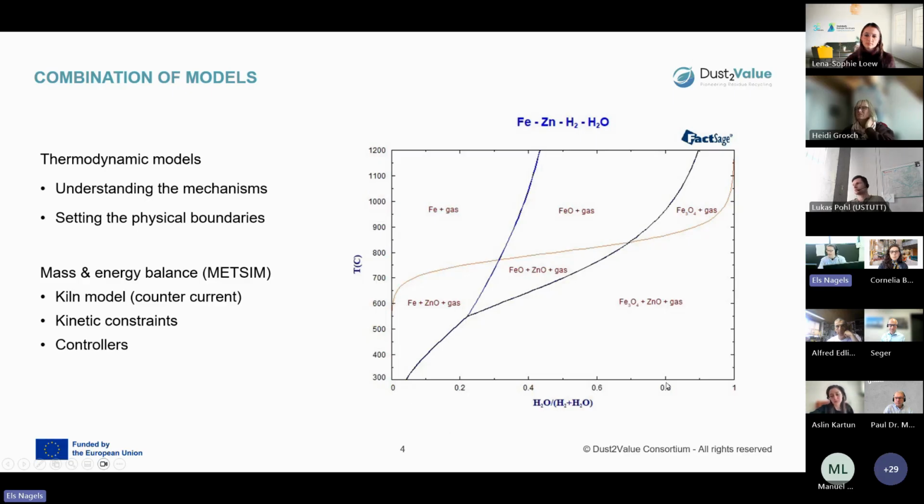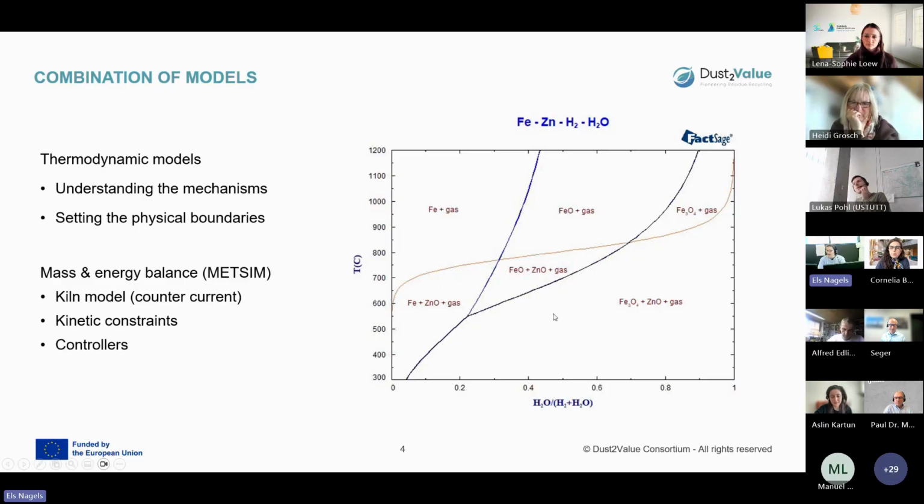So on the horizontal axis, you have the hydrogen atmosphere. On the far left, you have a pure hydrogen atmosphere. On the far right, you have a steam atmosphere, so only water. And on the vertical axis, you find the temperature. So this maps the possible conditions inside the kiln.